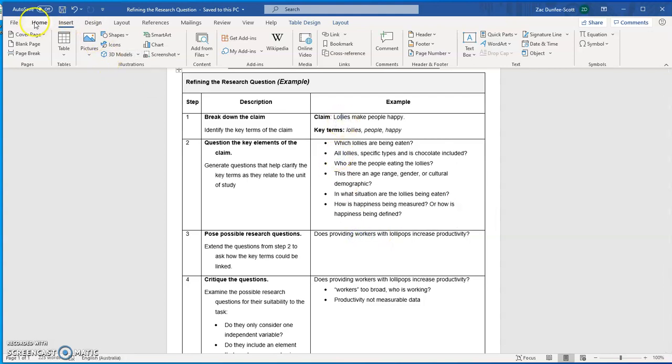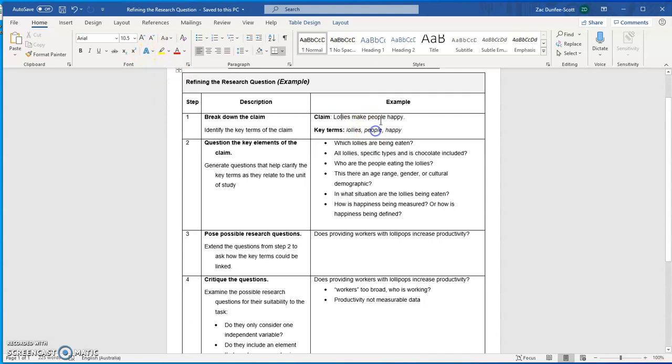I'm going to highlight these so we can see the distinction here. People, that is the workers. Does providing workers with lollipops increase productivity? Lollipops is the specific lolly that we're talking about. The claim says lollies make people happy, so we've narrowed down lollies here. In the question where we asked which lollies are being eaten, we've gone, you know what, I want to look at lollipops. So we've put in lollipops, and we're specific about that lolly.